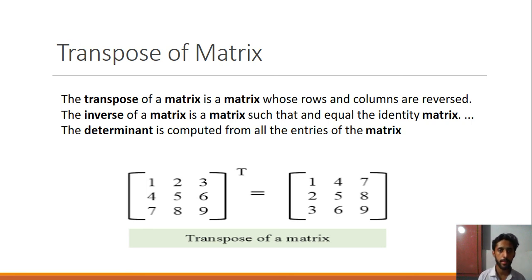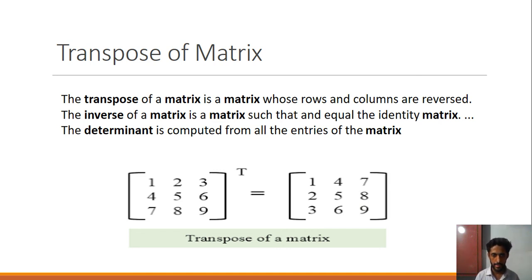And my last topic is transpose of a matrix. The transpose of a matrix is a matrix whose rows and columns are reversed. The inverse of a matrix is a matrix such that the product equals the identity matrix. The determinant is computed from all the entries of the matrix. It means that in the transpose of a matrix we change the rows into columns and columns into rows.